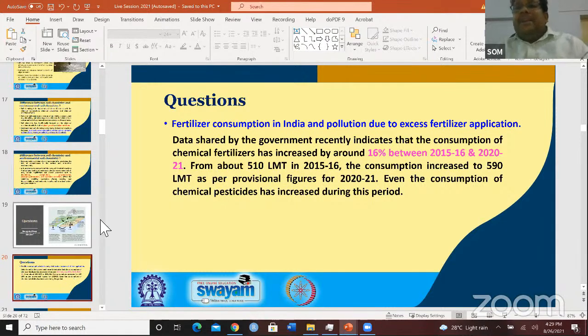Now, data shared by the government of India recently indicated that the consumption of chemical fertilizers has increased by around 16% between 2015-16 and 2020-21. From about 510 lakh metric tons in 2015-16, the consumption increased to around 590 lakh metric tons as per provisional figures for 2020-21. Even the consumption of chemical pesticides also increased during this period. So we can see a steep increase in consumption of both fertilizers and pesticides in India during this period.